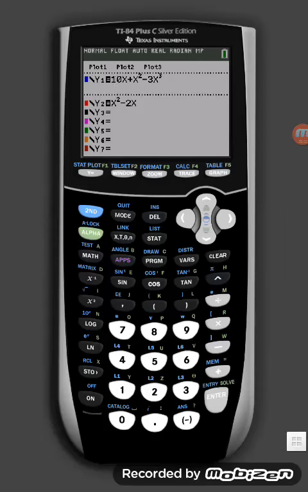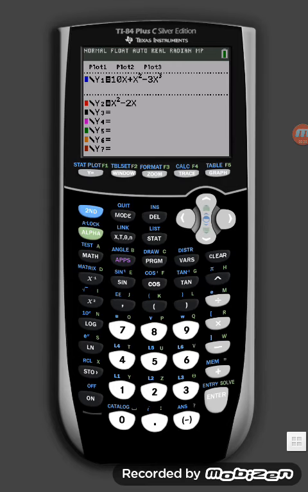Hi, in this video I'm going to show you guys how to use your TI-84 to find the area bounded by two equations. The first equation is 10x plus x squared minus 3x cubed, and the second equation is x squared minus 2x. Go ahead, take out your calculator and put these equations in. Follow along, pause the video if you have to.